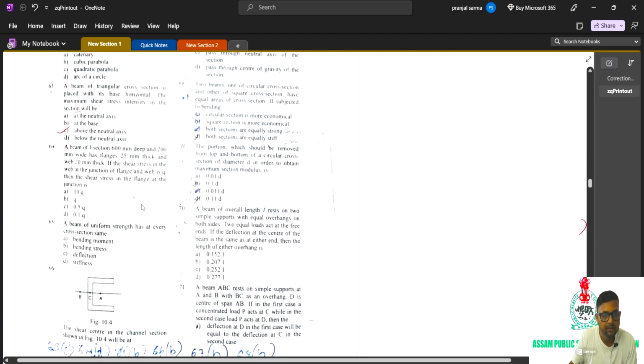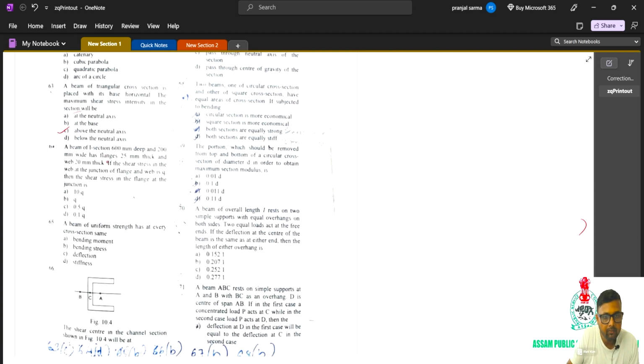Next question, 64. A beam of I section 600 mm deep and 200 mm wide has flange 25 mm thick and web 20 mm. If the shear stress in the web at the junction of flange and web is Q, then the shear stress in the flange at the junction is? Okay. First, I have to draw the I section. Let me draw the I section first.